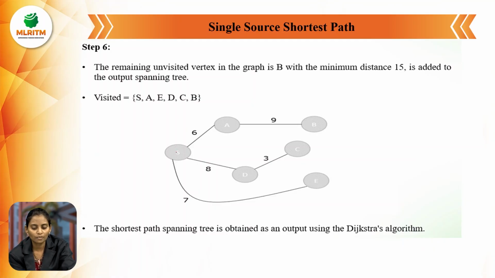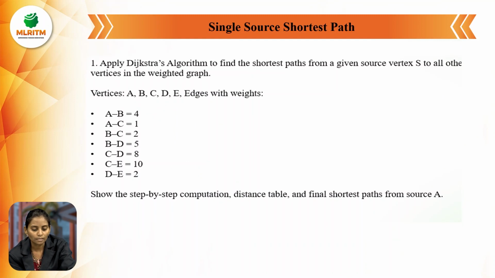The minimum distance we are calculating for all the vertices is S to A and A to B, S to D and C, and S to E. So this is the final path: S to A and A to E, next E to D, D to C, and C to B. This is the final graph obtained by using Dijkstra's algorithm. Like this, we will calculate each and every graph of vertices and the weight of particular vertices.